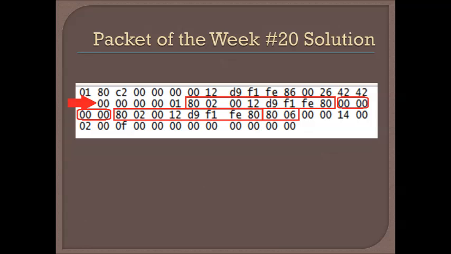The interesting thing is that if you go back and take a look at the source MAC address, the last octet is 86, which is also an indication that this came from port 6. The rest of it is fields that we don't normally concern ourselves with in spanning tree, along with a little bit of padding. So that does it. If you figured that out, kudos to you. Congratulations, and that'll do it for Packet of the Week number 20 solution.